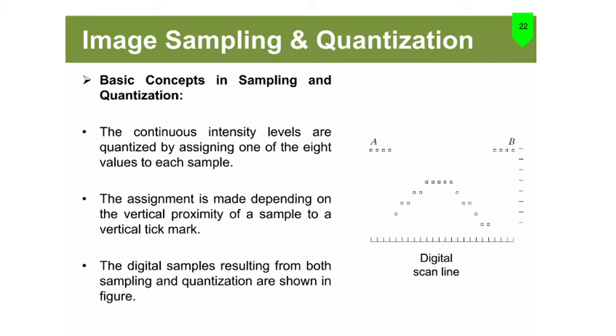So the continuous intensity levels are quantized by assigning one of the 8 values to each sample. Here this sample is assigned to the white color. For example, if you take the points at A, we have 4 points, and these are mapped to the white color. Okay, that is the highest scale. Next, the assignment is made depending on the vertical proximity of a sample to its vertical tick mark. So that is the proximity, which is the nearest of the 8 levels. The digital samples resulting from both sampling and quantization are what we are marking in this figure.